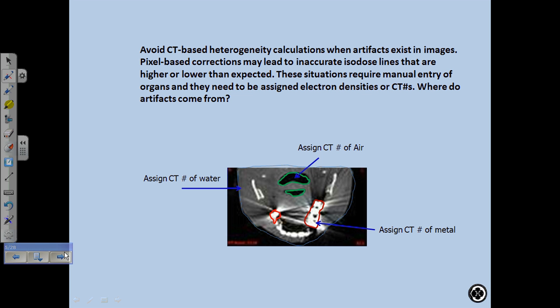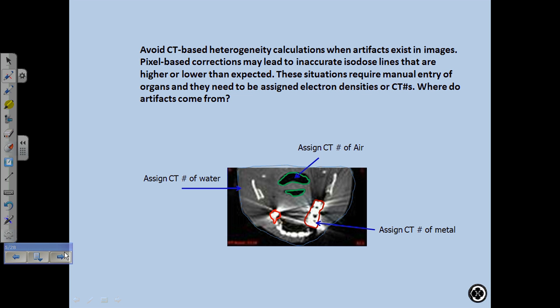The 1 and 0 are very close, but don't confuse your electron density ratio with your Hounsfield unit. In Eclipse you assign Hounsfield units for densities, and water is 0, not 1. XCO is 1, because XCO uses electron density ratios. So don't get those too confused. If you put 1 in Eclipse as a Hounsfield unit, it's so close to 0 it's not going to make a difference, but you need to know the difference.